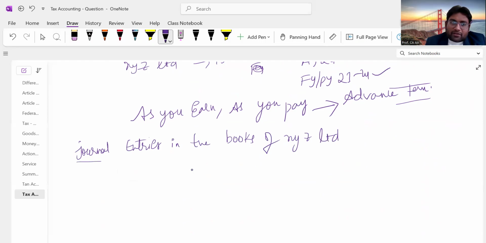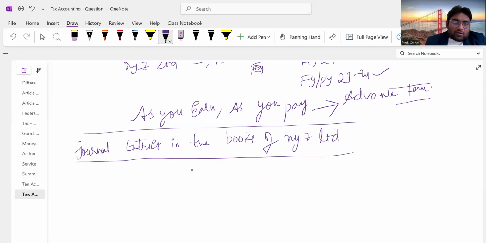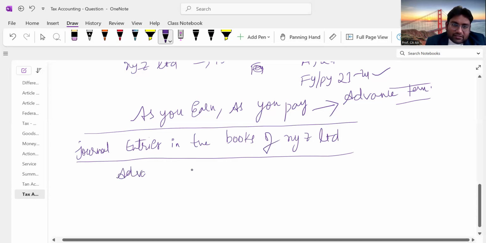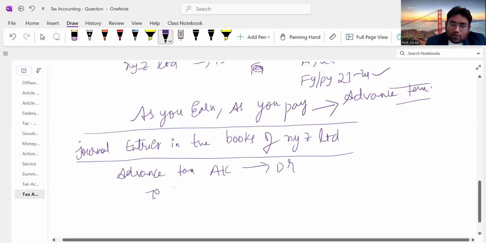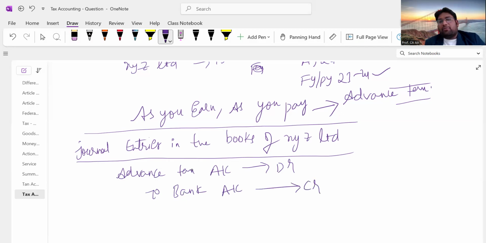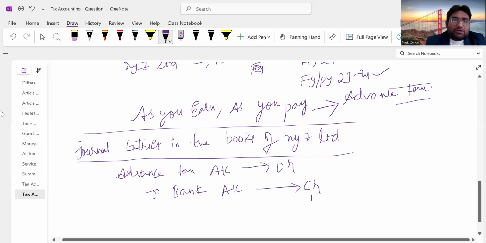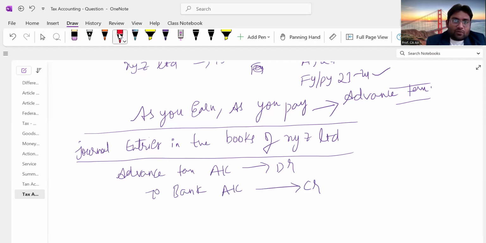Okay, journal entries in the books of XYZ Limited. So what is the entry for advance tax? Advance tax account debit to bank account credit. Advance tax account debit to bank account credit. Clear? So now here what happens?